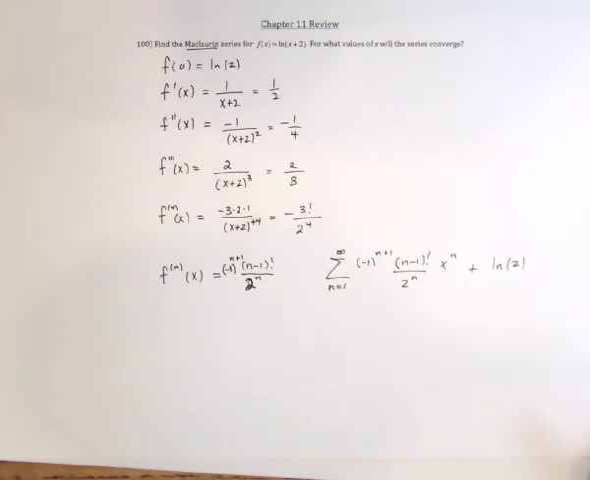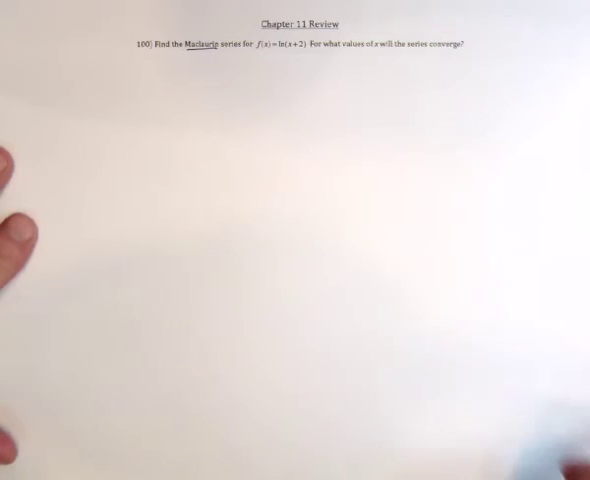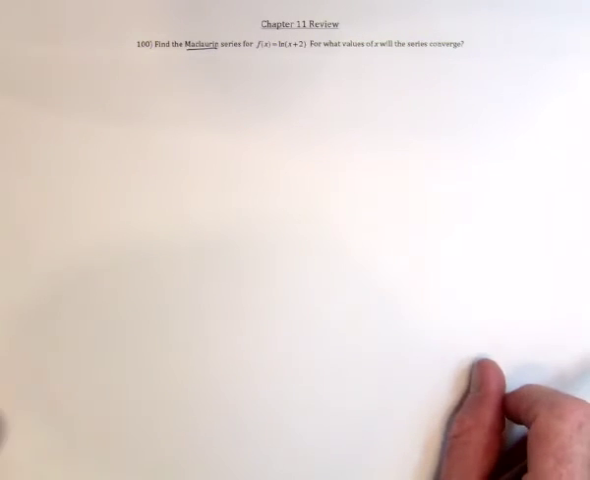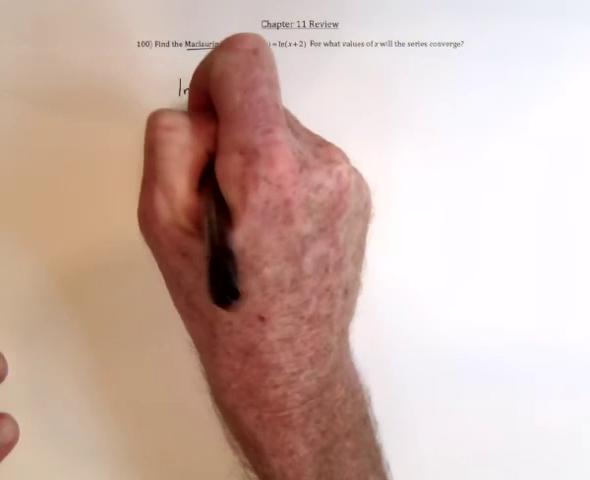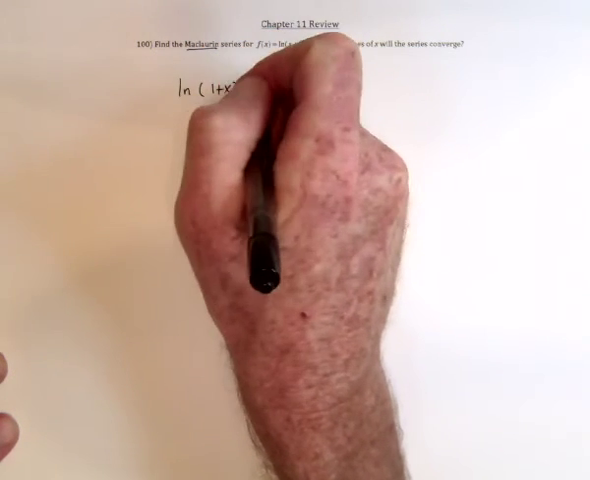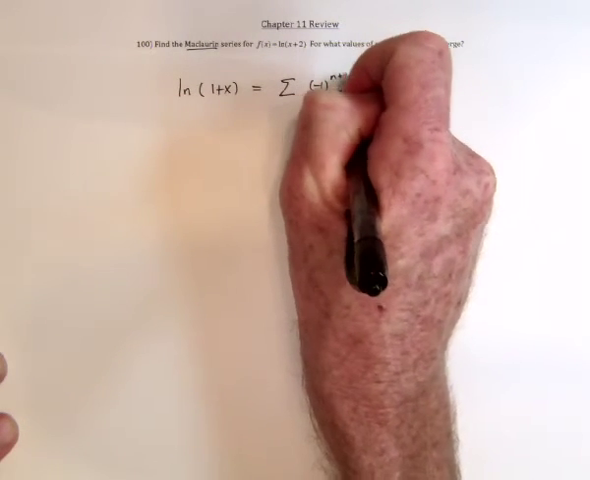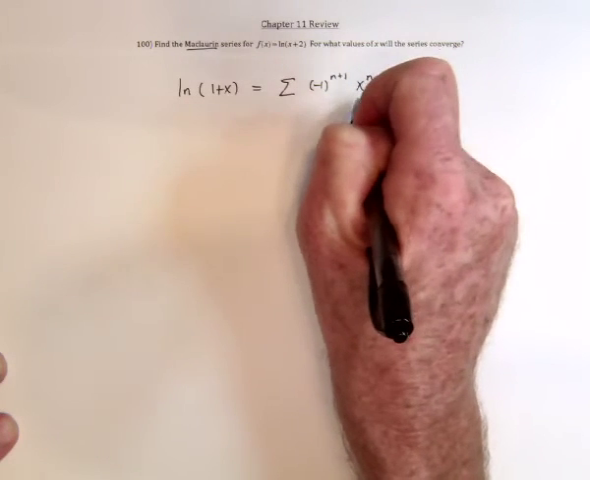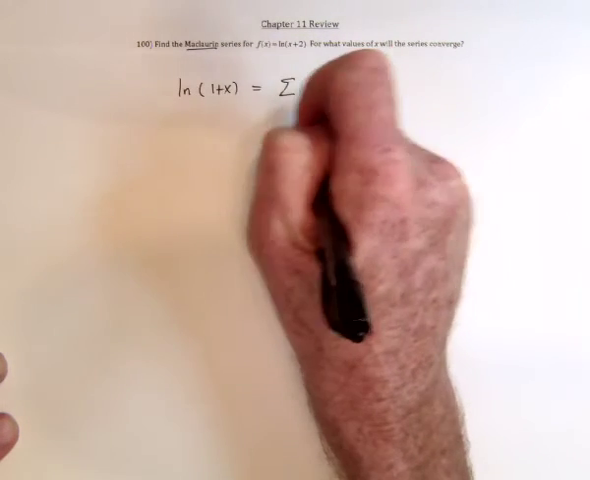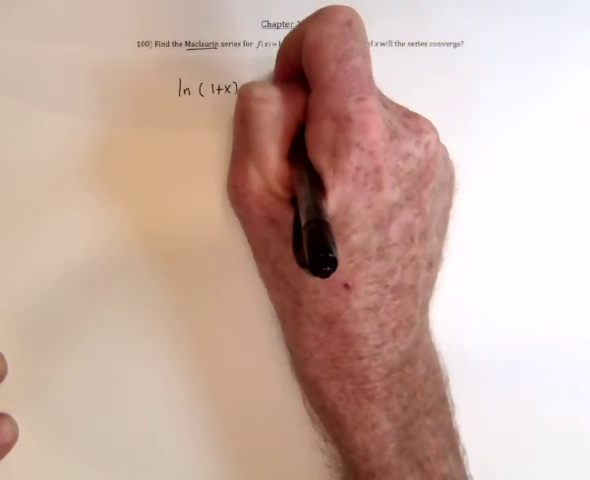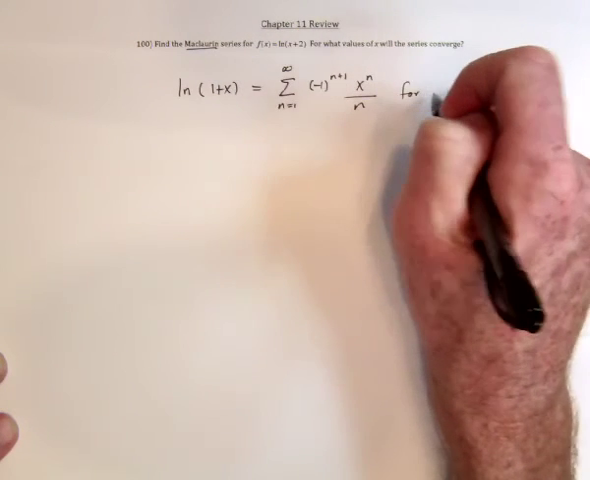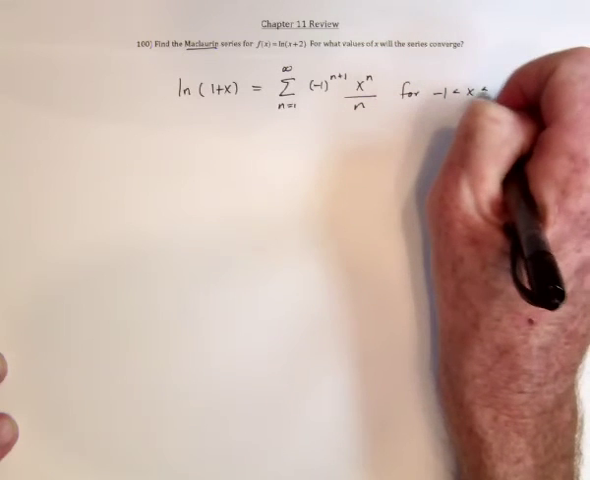But is there another way to do this? So what if instead of doing all of that work, we take a series that we already know, like the natural log of 1 plus x is the sum negative 1 to n plus 1, and then it's x to the n over n as it goes from 1 to infinity. And this works for these values.